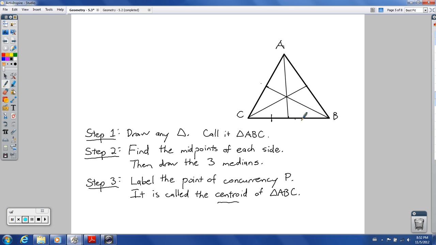So this point right here, let's label that. Let's also label that this and this were the same. This right here and this right here were the same. You'll notice this is not perpendicular to this. All we did was connect the vertex to the midpoint. So these are not perpendicular bisectors. These are medians this time. And this point right here is called the centroid.